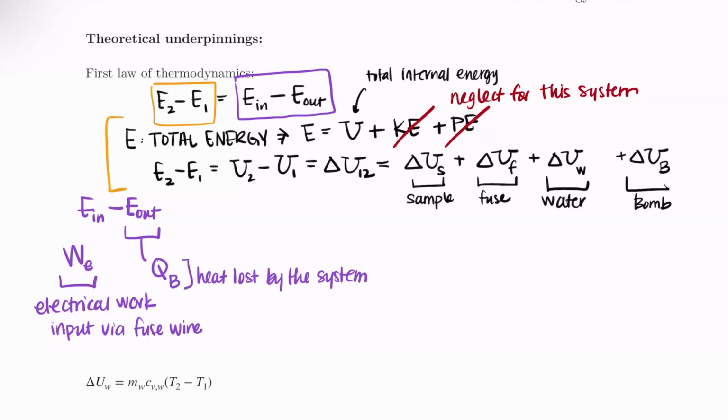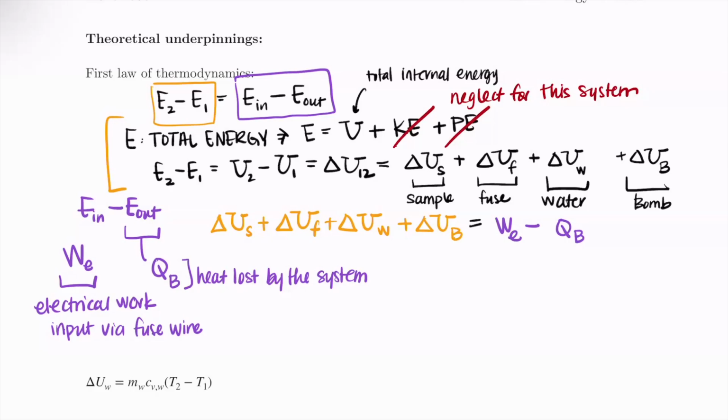Okay, so let's put together our right hand and left hand side again. So on the left hand side, we have the change in internal energy of our sample, plus the change in internal energy of our fuse, plus the change in internal energy of the water, plus the change in internal energy of the bomb itself. And then that is equal to our right-hand side, which is the work of the electricity going in through the fuse, through ignition, minus QB. So that is the heat lost by the system. Okay.